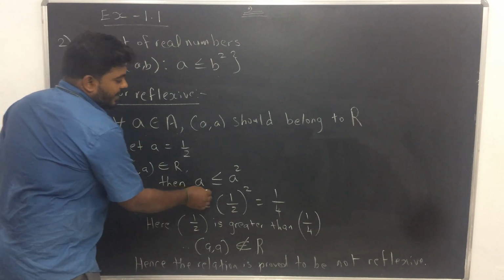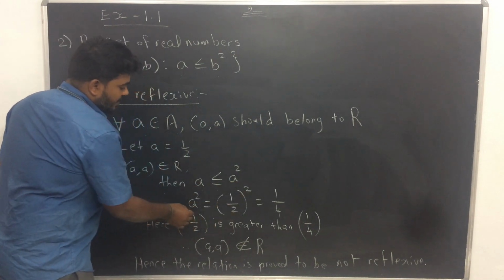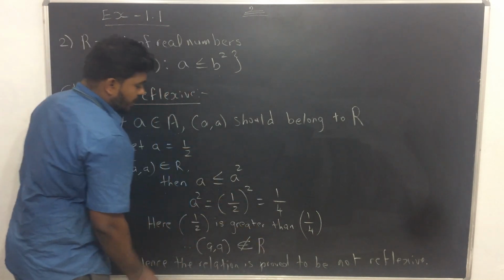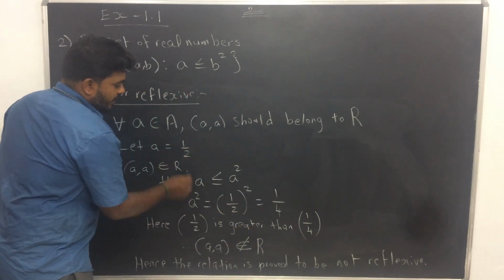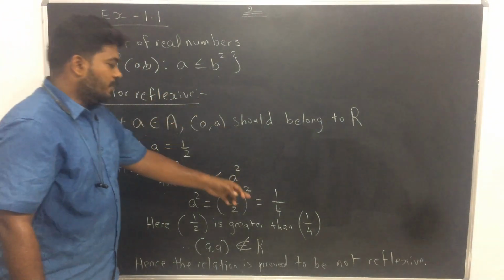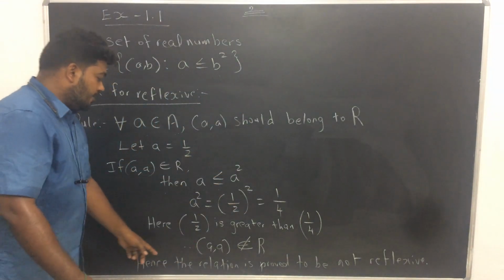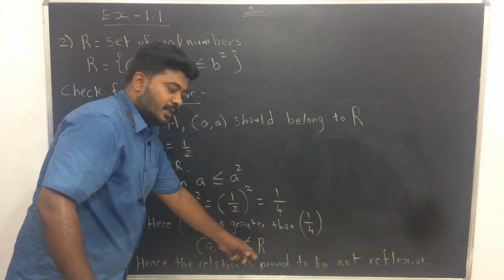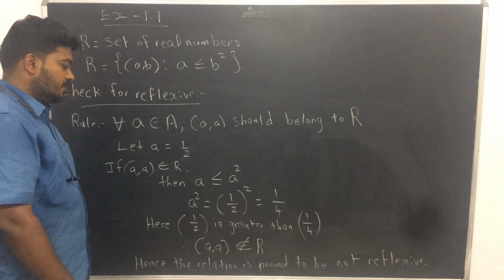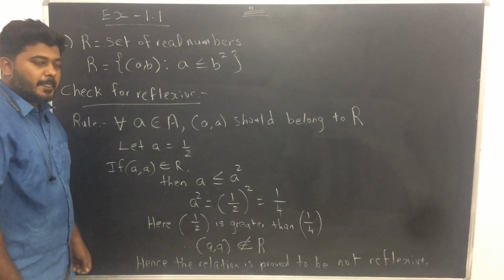So then a has to be less than or equal to a squared. What is a squared? We found a squared to be (1/2) whole squared, that is 1/4. Here 1/2 is greater than 1/4. It is not less than or equal to 1/4. It is greater than 1/4. Therefore, (a, a) will not belong to the relation. Hence, this relation is proved to be not reflexive. Understood? Okay.